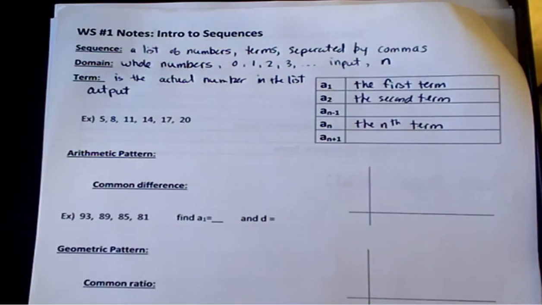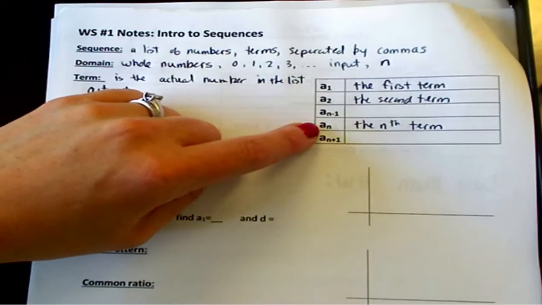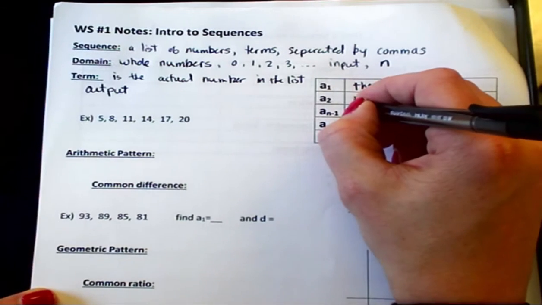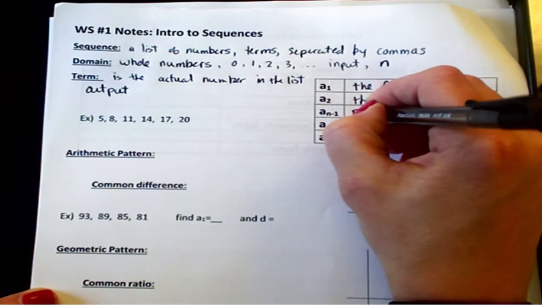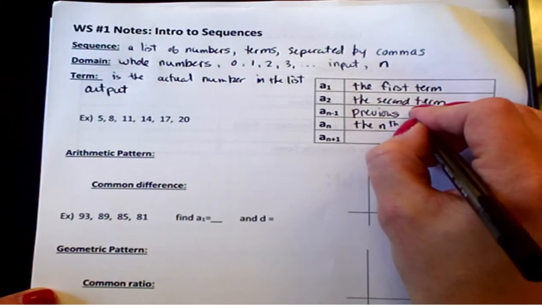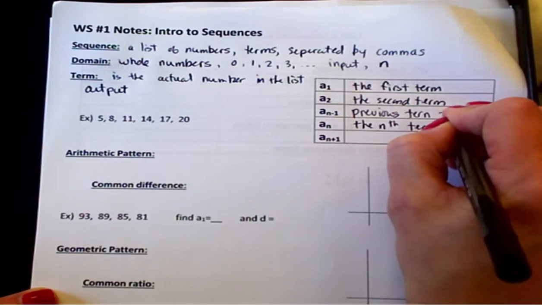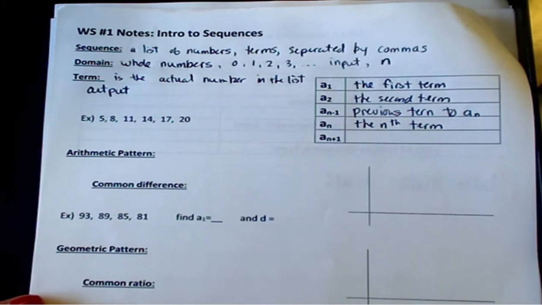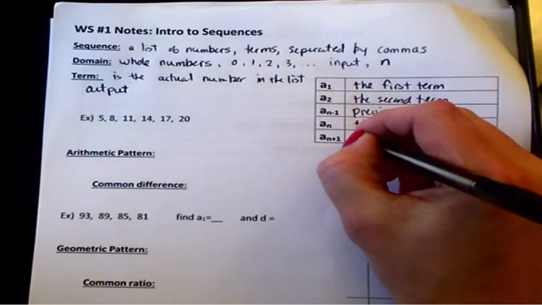And we have two others here. A sub n minus 1. That just means previous term to a sub n. It's the one that comes right before it. Okay, a sub n plus 1, the next term.